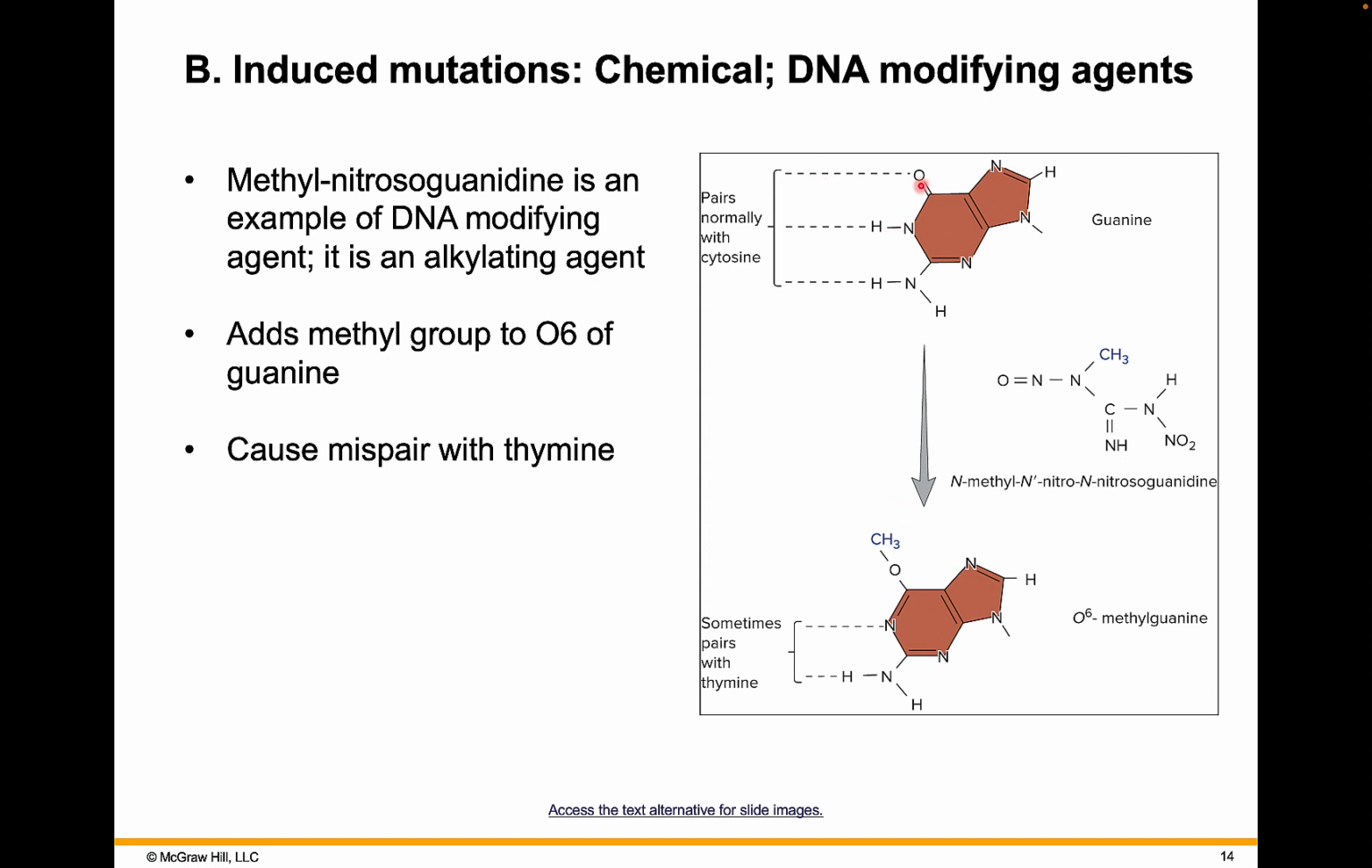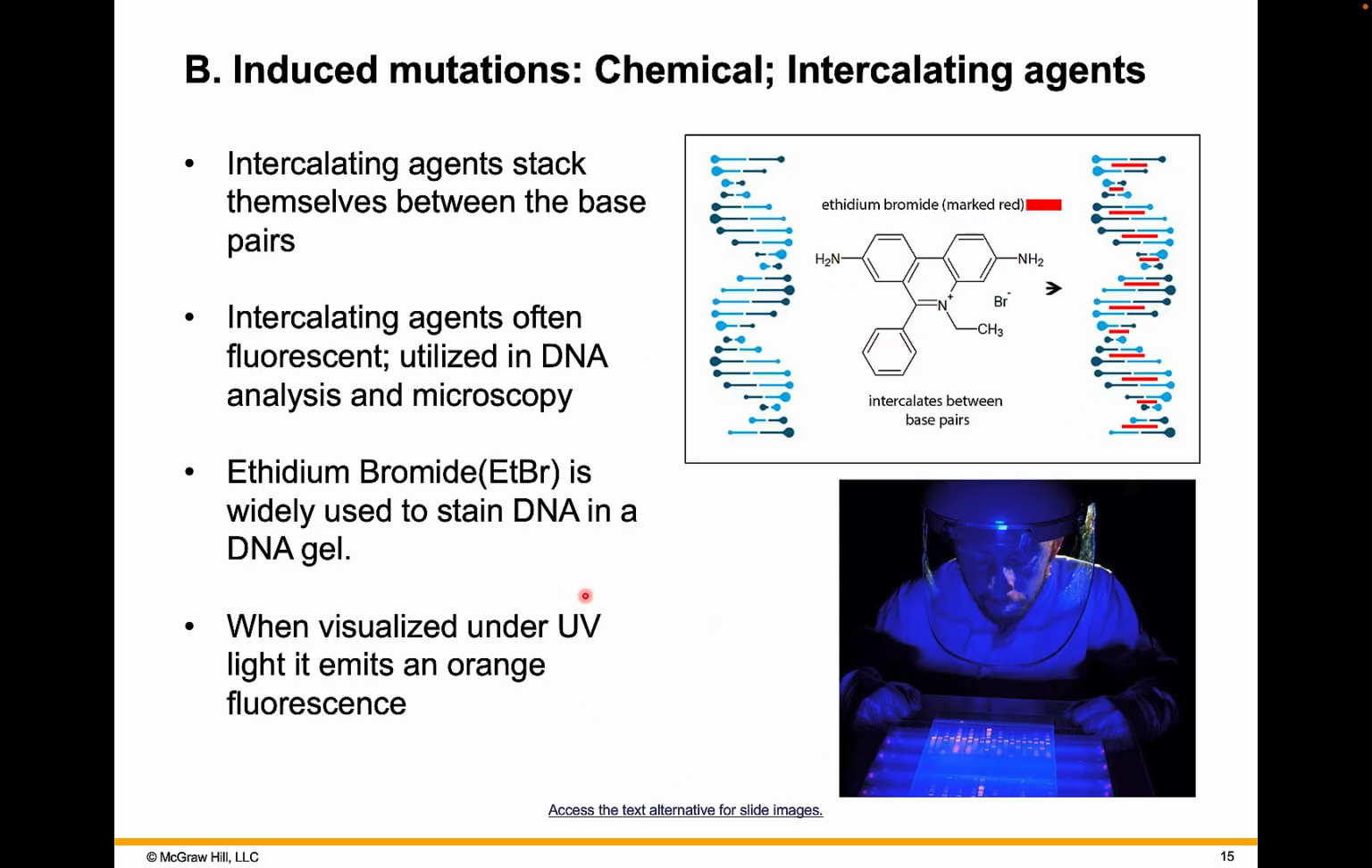this will not pair anymore. A hydrogen bond cannot form with this alkylating agent, with this methyl group. You can only hydrogen bond in these two positions, which are 1 and 2. The 6th position is not available for hydrogen bonding, so this will not bond naturally with the cytosine. So this basically mispairs with the thymine. So this is the nitrosoguanidine's effect as a DNA modifying and alkylating agent.